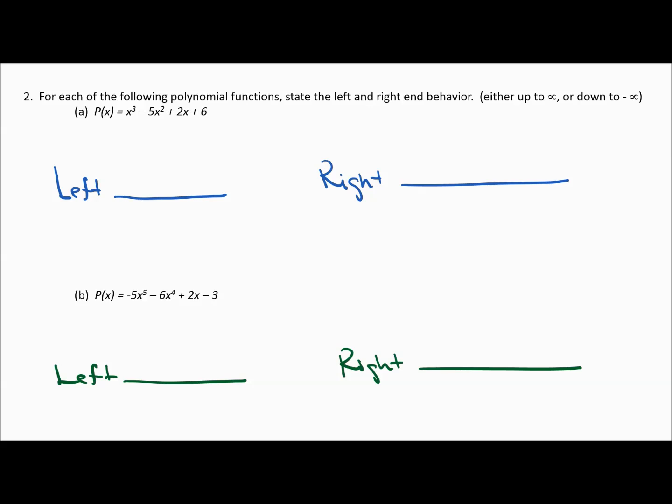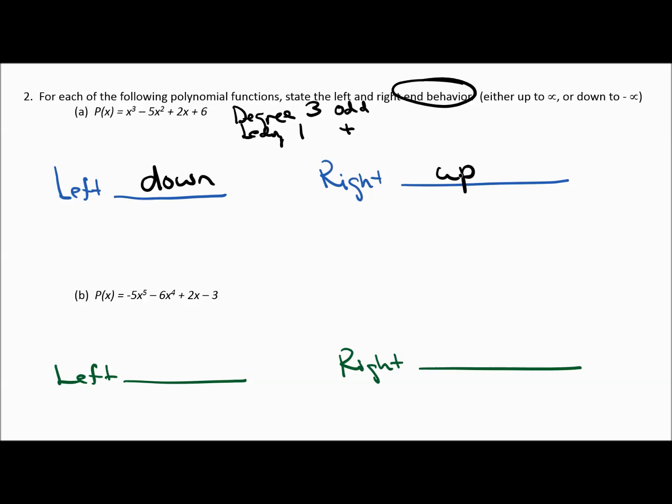This goes back to the leading coefficient test. And again, I tend to use the term end behavior. But you have to know the degree of the polynomial, and you have to know the leading coefficient of the polynomial to come up with this information. So the degree of this polynomial is 3. The leading coefficient is a +1. Anytime your degree is odd and you have a positive leading coefficient, every single time the left side is falling or going down, and the right side is rising or going up.